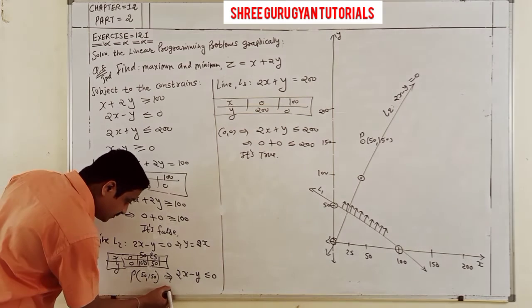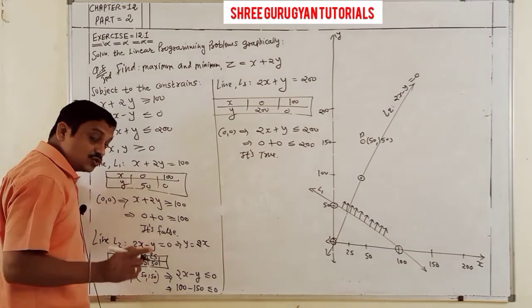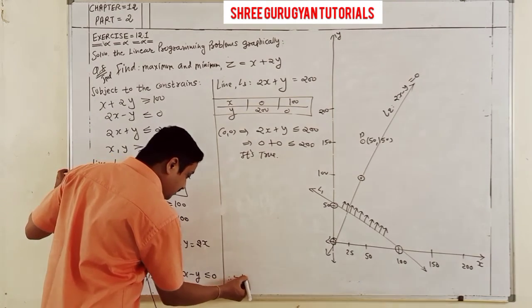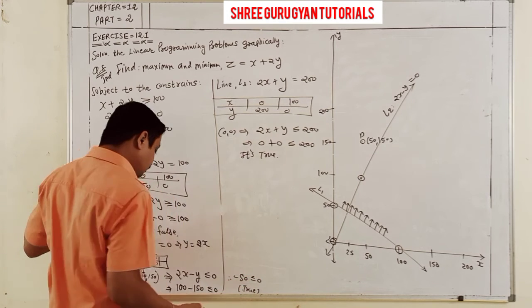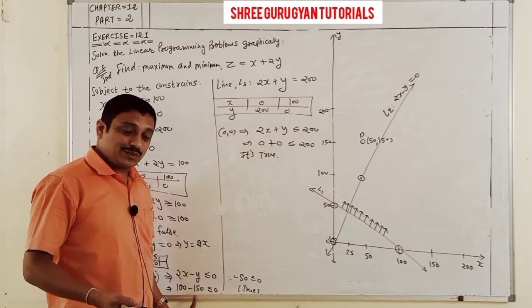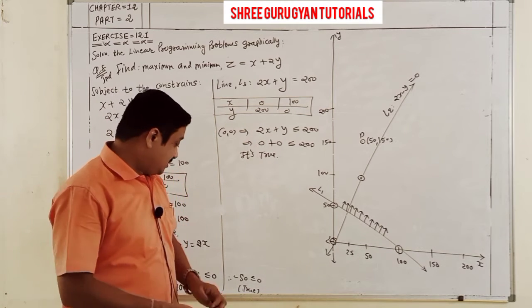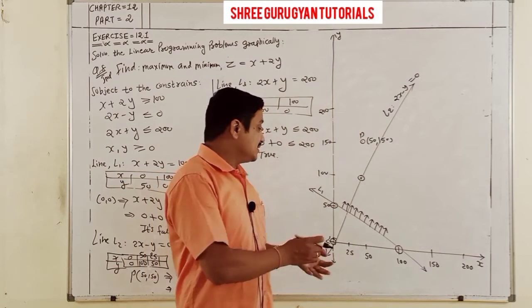So you will get 2 times 50 is 100, minus 150, and check whether it is true or not. Yes, 100 minus 150, which is minus 50, less than 0. Yes, it is true. Minus 50 is less than or equal to 0, and definitely my data is true. It means for these lines, on this side your graph is moving.